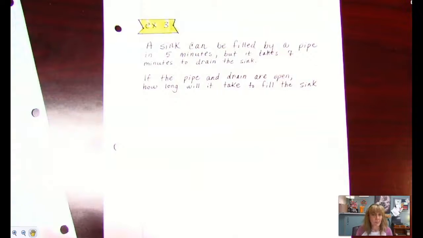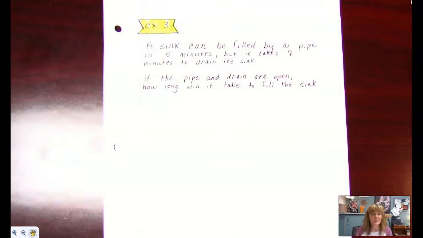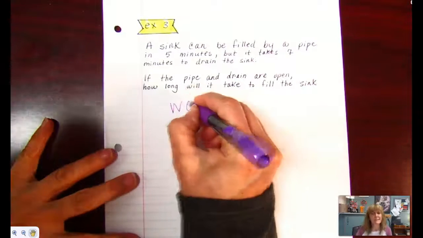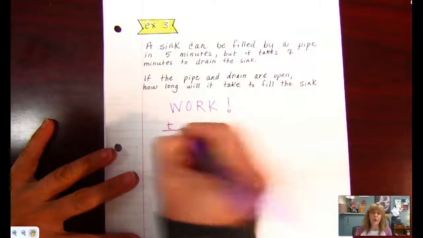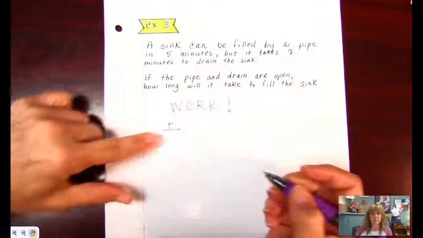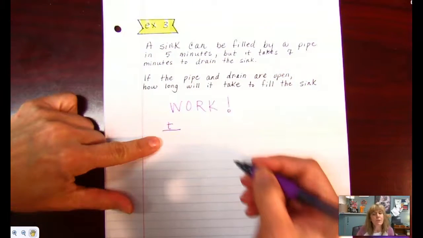Okay, example 3. Y'all, this one's pretty important. Please, please, please pay attention. All right, a sink can be filled by a pipe in 5 minutes, but it takes 7 minutes to drain this sink. So this is a work problem. Let's read the question. If the pipe and drain were open, how long would it take to fill the sink?